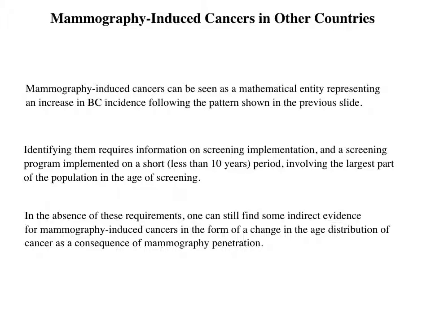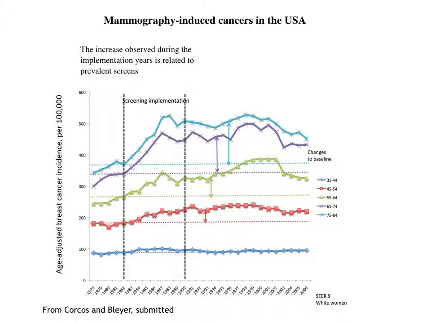Identifying them requires information on screening implementation and a screening program implemented over a short period involving the largest part of the population in the age of screening. In the absence of these requirements, one can still find some indirect evidence for mammography-induced cancers in the form of a change in the age distribution of cancer as a consequence of mammography penetration. In the USA, the increase observed during the implementation years from 1982 to 1990 is related to prevalent screens. Later occur excess cancers at the time predicted for mammography-induced cancers.